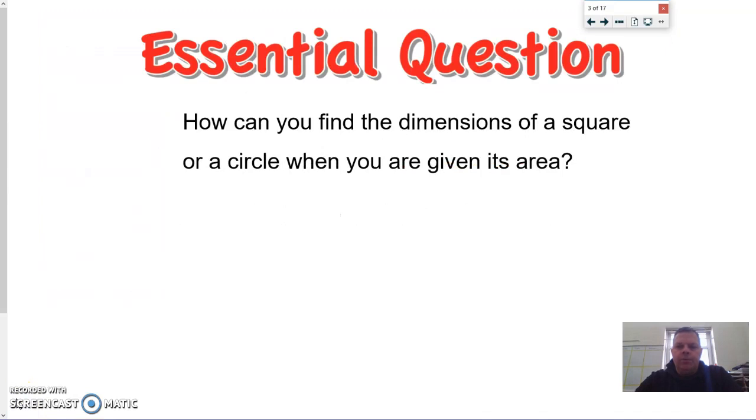Hopefully you were able to get a couple, 2 or 3 lessons done on Dreambox. Yesterday we started with our essential question of how can you find the dimensions of a square or a circle when you are given its area? Basically, we were talking about finding square roots. Square roots are a number multiplied by itself that will give us that answer.